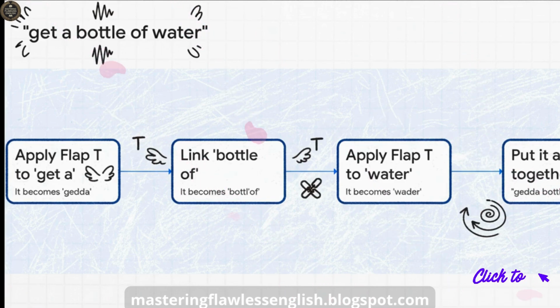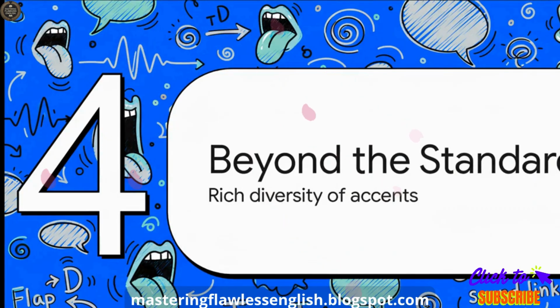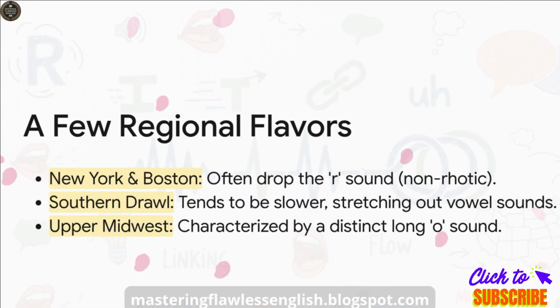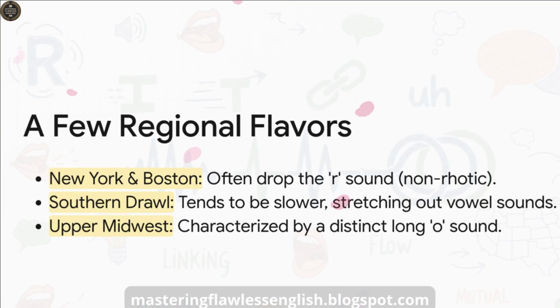Now, it's really important to remember that these rules we've talked about generally apply to what's often called standard American English. But the US is a massive country, and honestly, there is an incredible diversity of accents out there. Just to give you a quick taste, in parts of New York and Boston, you'll actually hear people drop their R's, the total opposite of rhoticity. If you head south, a classic drawl might stretch out the vowel sounds, creating a much slower pace. And if you go to the upper Midwest, you'll hear this very distinct long O sound. It's truly a melting pot of sounds.